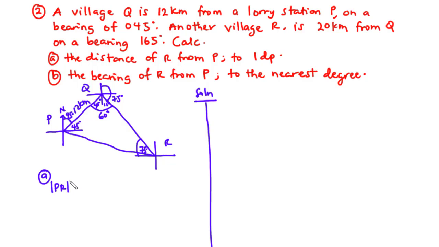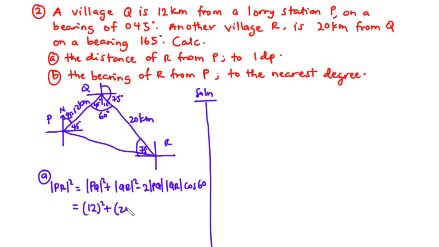So PR square is equal to PQ square plus QR square minus 2 PQ QR cos 60 degrees, cos this angle. So PQ is 12 kilometers, so 12 square plus QR is 20 kilometers, so 20 square minus 2 times 12 times 20, and then cos 60 is 0.5, so times 0.5.